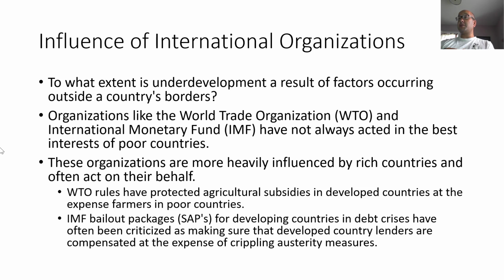They're pretty heavily influenced by rich countries, and a lot of people have argued that if you look at the policies that they pursue, they often benefit rich countries at the expense of poor countries. So World Trade Organization rules have often protected agricultural subsidies in developed countries.